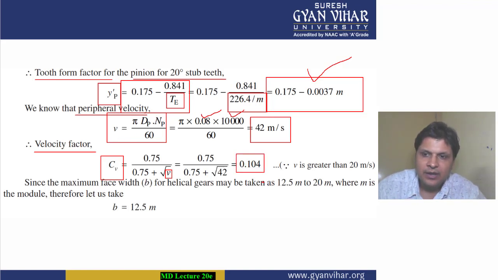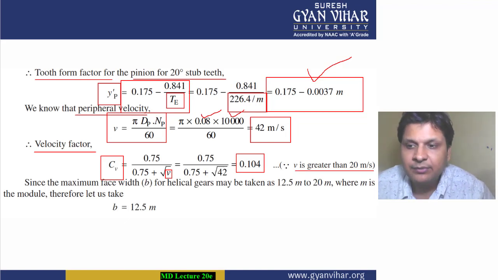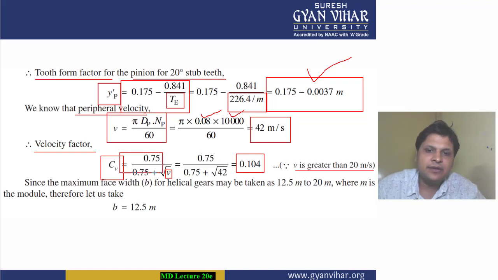All right, and why have we used this formula? Again in the data book you will see a chart showing the value of velocity factor, and it differs as per the peripheral velocity. If the peripheral velocity is greater than 20 meter per second, then in that case this formula is used, 0.75 upon 0.75 plus root v. So this is the velocity factor.